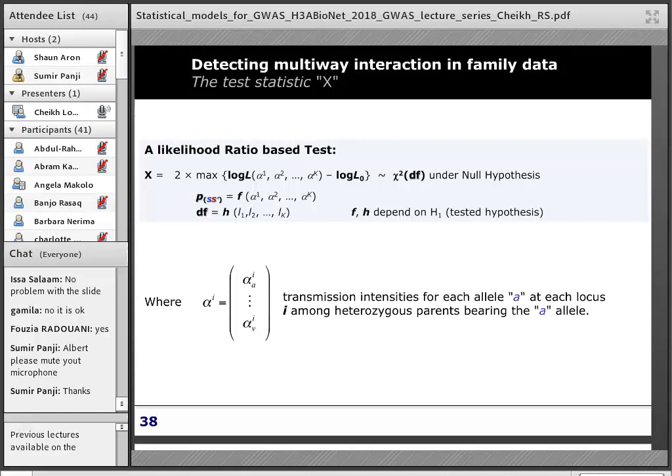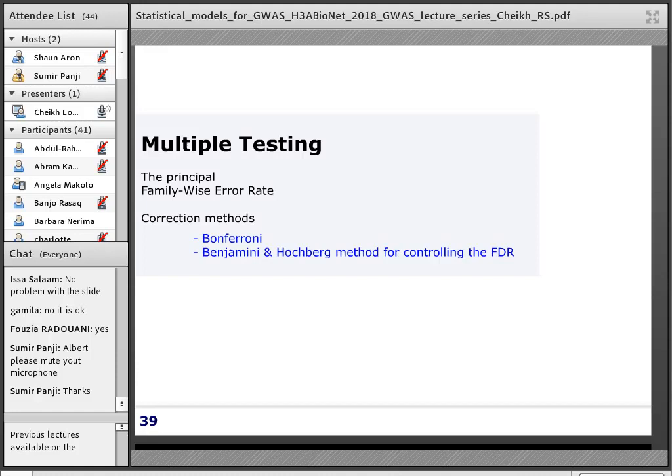So here it was just to show you that in any case, you can have an extension of your test statistic to test one single marker to several markers you can consider together.